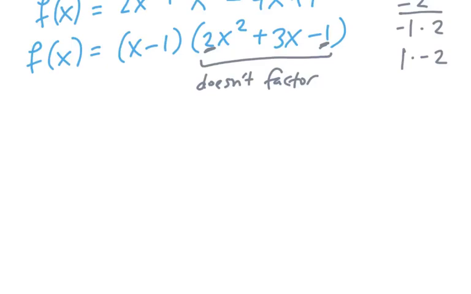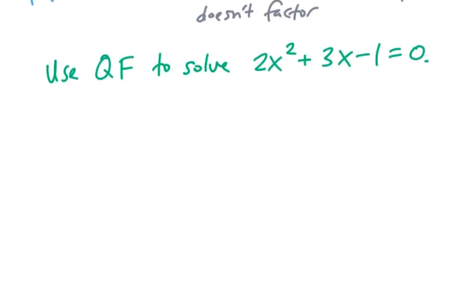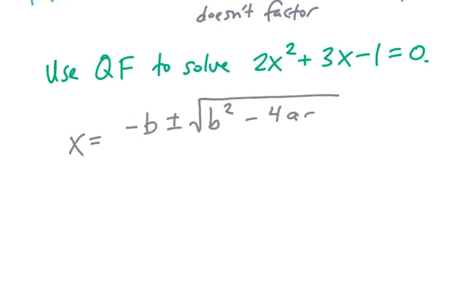So I'm going to use the quadratic formula to solve this remaining piece, 2x squared plus 3x minus 1 equals 0. So the quadratic formula, again, in general says you do negative b plus or minus the square root of b squared minus 4ac all over 2a, where a is the coefficient on x squared, b is the coefficient on x, and c is the constant term. So I'll just apply the quadratic formula to our problem here.